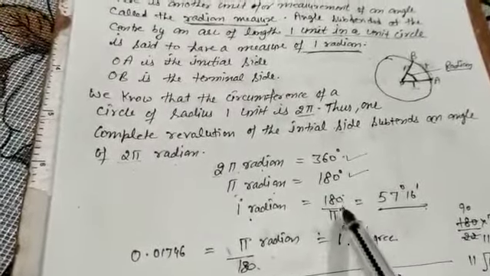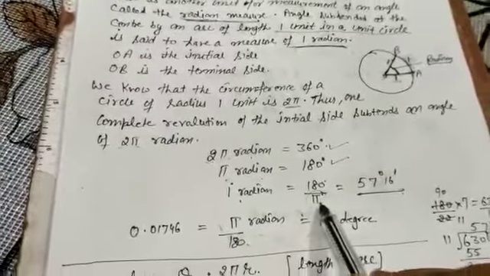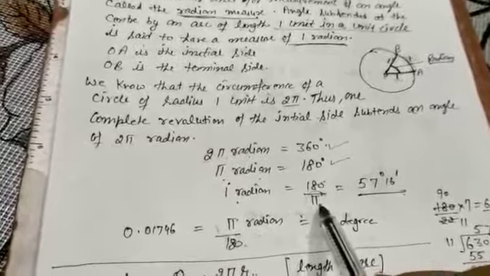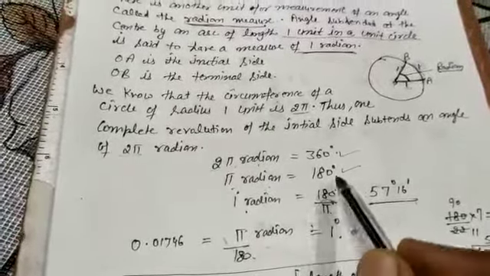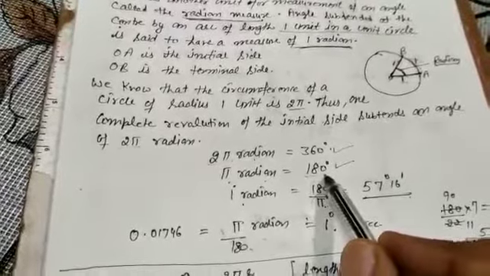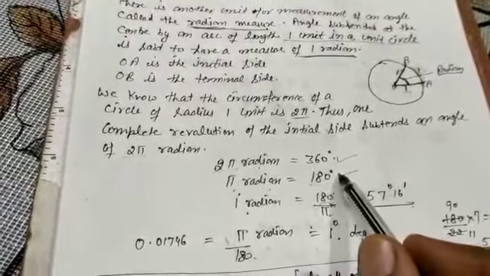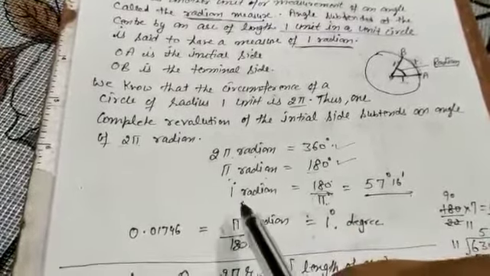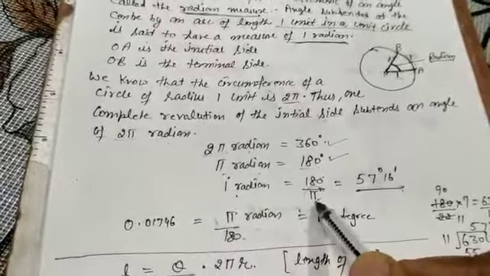Remember that whenever you use the value of pi in simple calculation, it is 22 by 7. But when you discuss the angle, then this pi is equal to 180 degree. Clear? In case of angle, pi is equal to 180 degree, but in case of general calculation, pi is equal to 22 by 7.